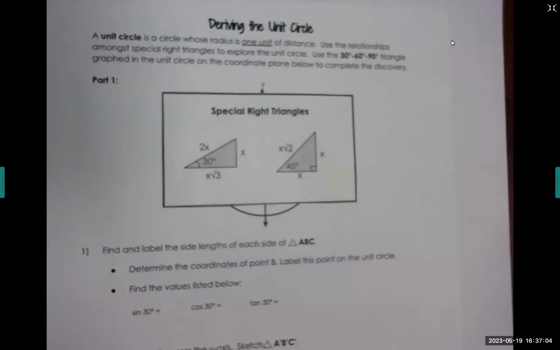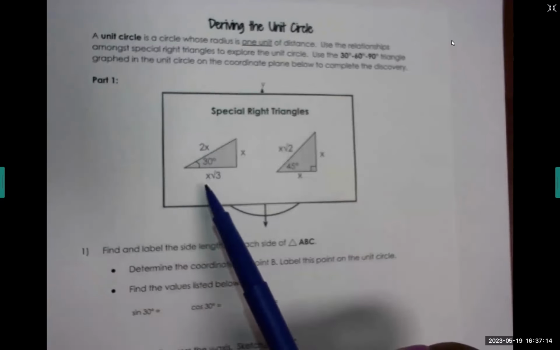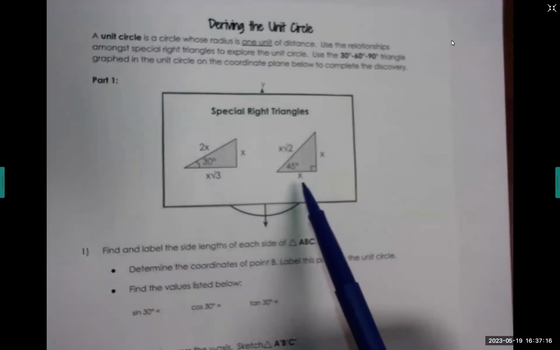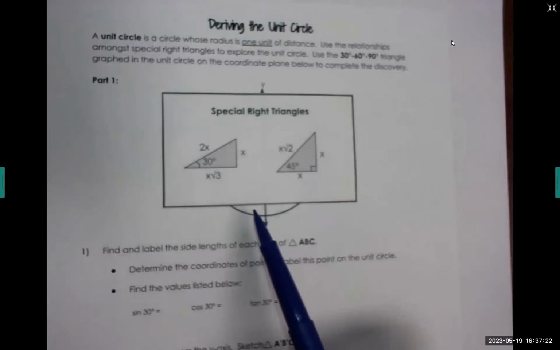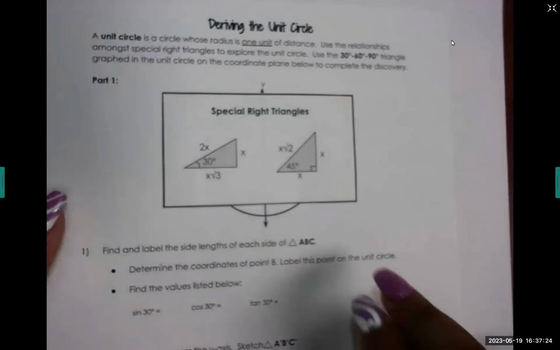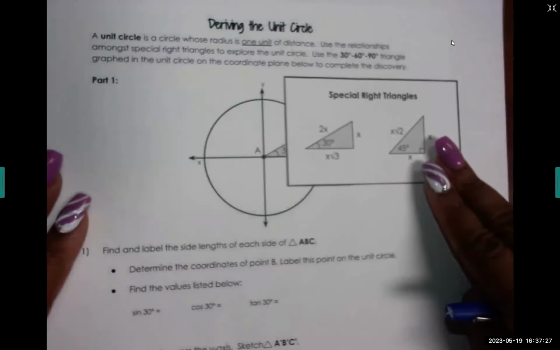In this video, we are going to derive the unit circle using special right triangles. First, let's revisit our special right triangle relationships. We learned about 30, 60, 90 triangles, as well as our 45, 45, 90 triangles. This picture shows the relationship between the different side lengths of those special triangles. We're going to use that idea to help us derive the unit circle.